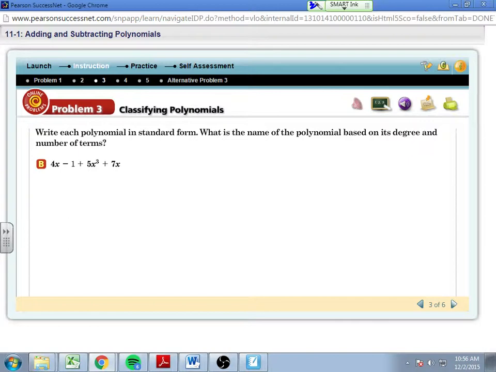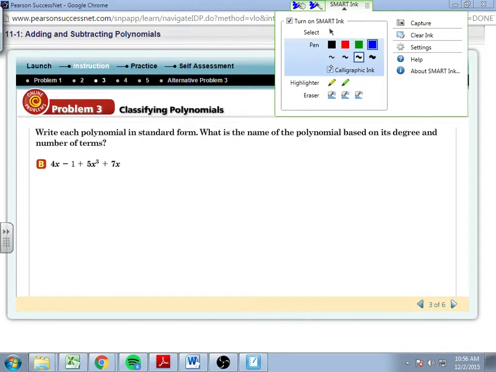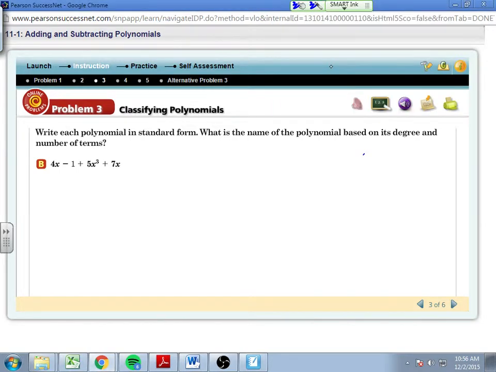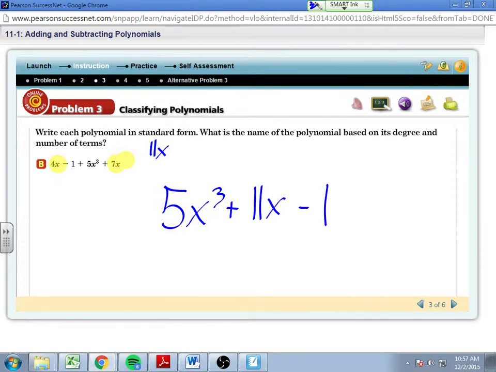So what can be combined here when we look at simplifying? 4x and 7x, right? I have those as my like terms. When I combine those, I automatically know that my x is really 11x. So when I order these by power, what should come first, Ben? 5x to the third, now plus 11x minus 1. Questions? Exactly.